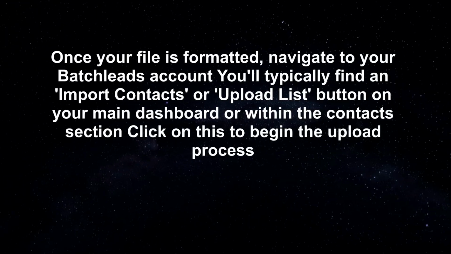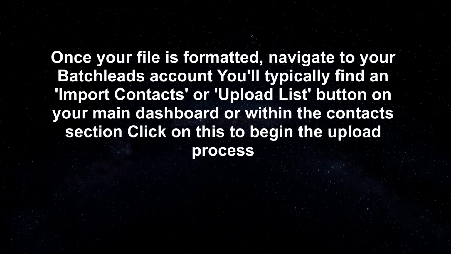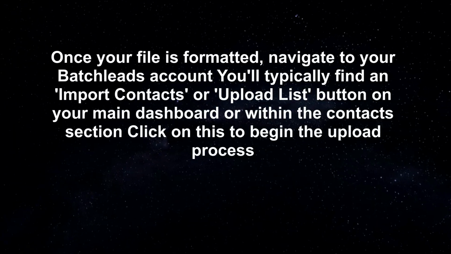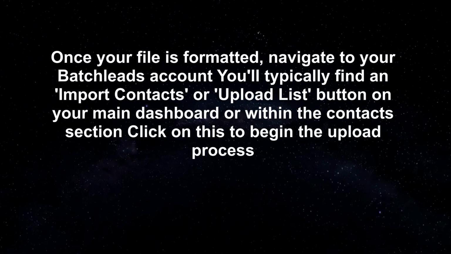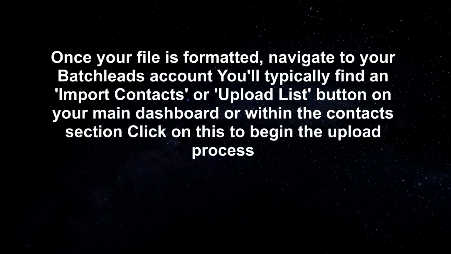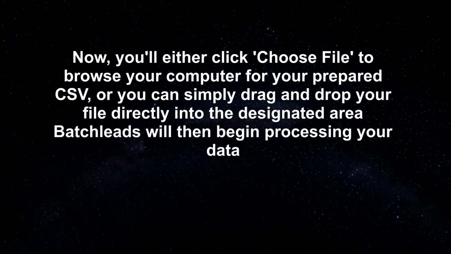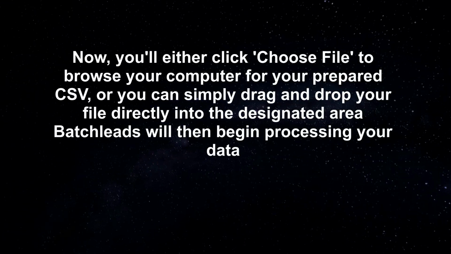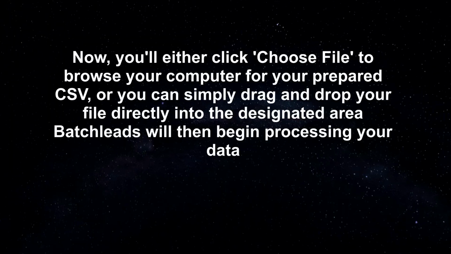Once your file is formatted, navigate to your Batchleads account. You'll typically find an Import Contacts or Upload List button on your main dashboard, or within the Contacts section. Click on this to begin the upload process. Now, you'll either click Choose File to browse your computer for your prepared CSV, or you can simply drag and drop your file directly into the designated area.